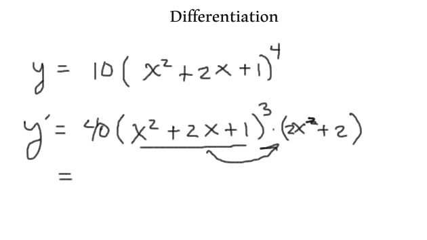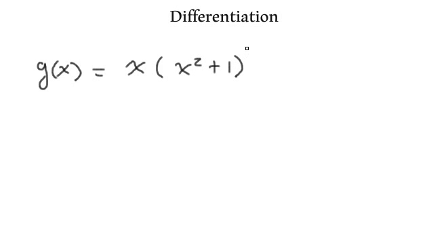Alright, I said it's time to learn a new rule, so let's take a look at it. This one is going to be known as the product rule. So let's say we had something that looks like this: g of x is equal to x times (x squared plus 1), and it's raised to the third power.